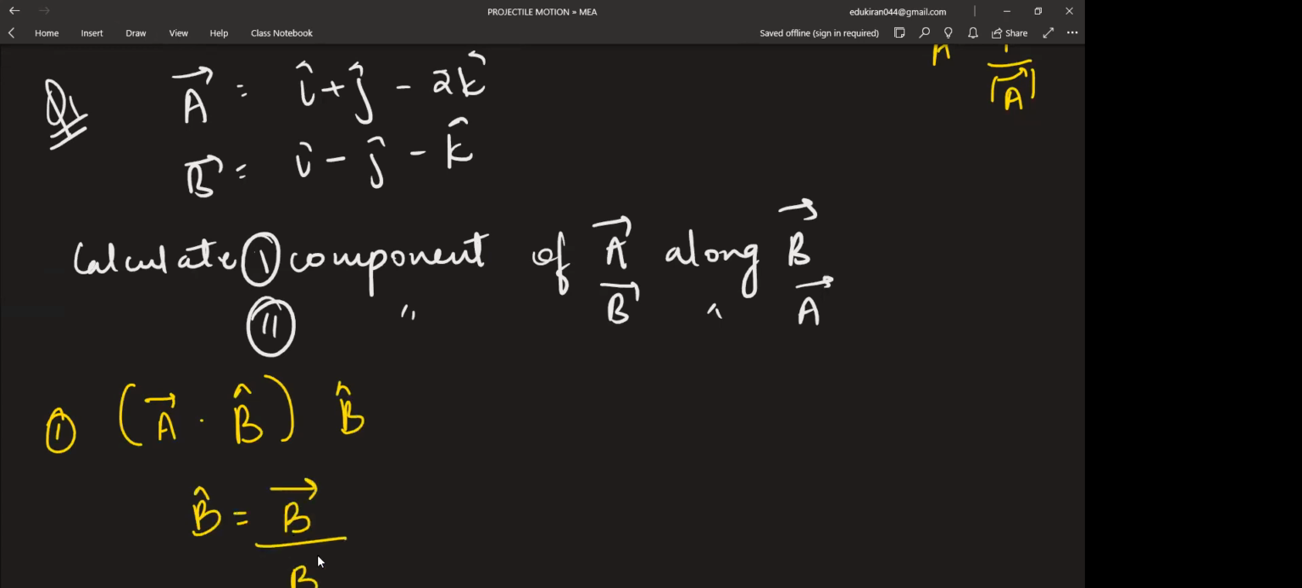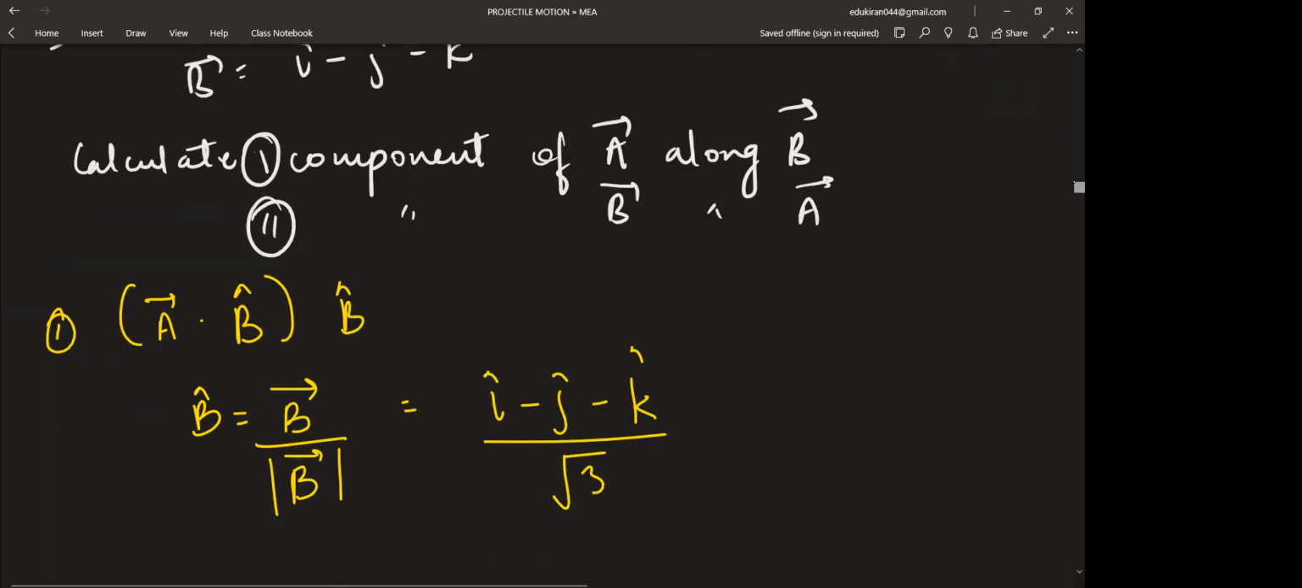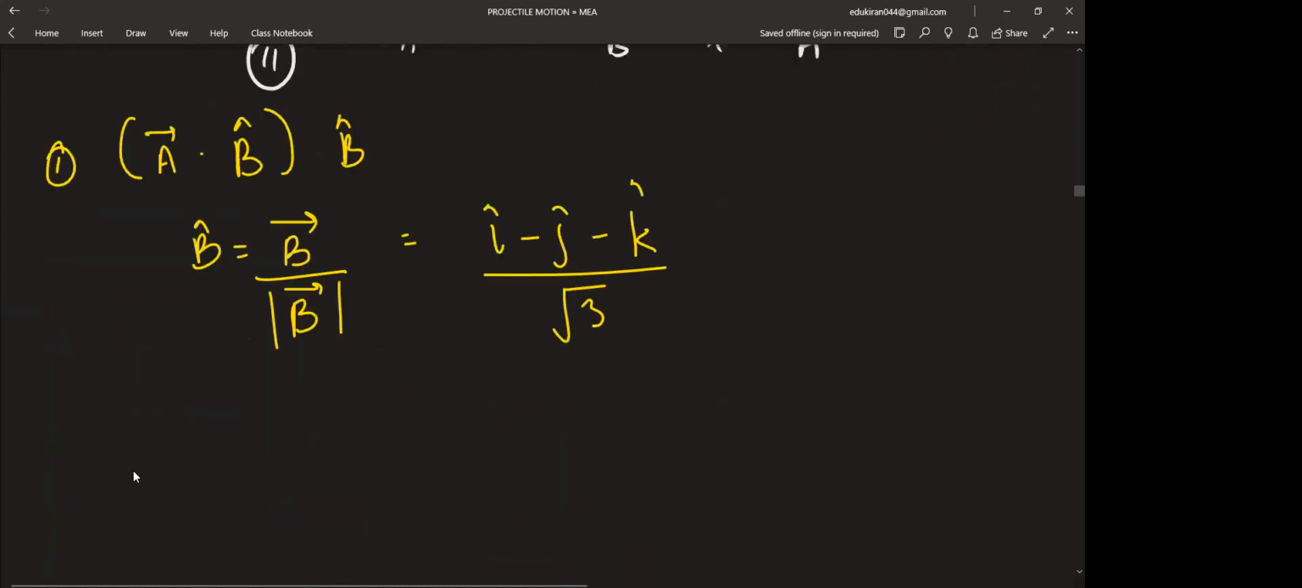Take the vector as it is and divide by its magnitude. What is the vector? I cap minus j cap minus k cap. Its magnitude will definitely be root 3. And what is the vector A? I cap plus j cap minus 2k cap. This is the vector A. Now what we'll do, we'll multiply this entire term with this, right?